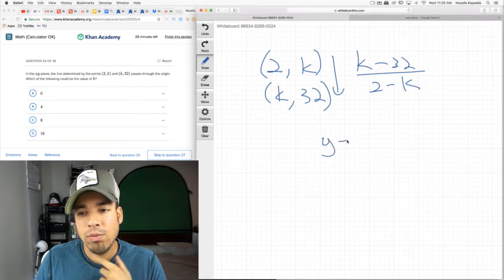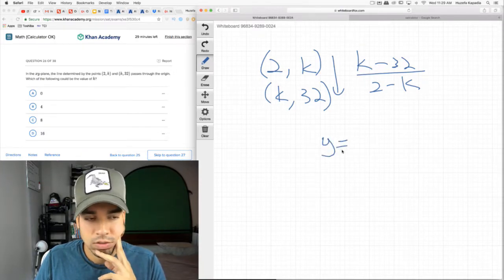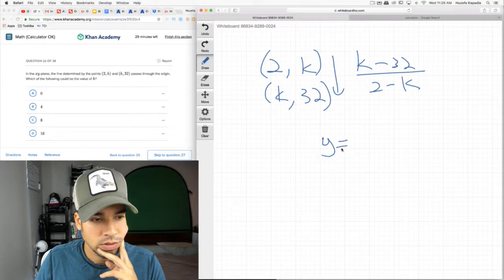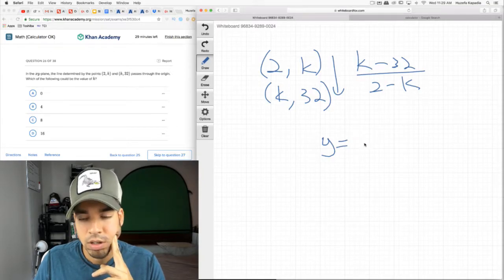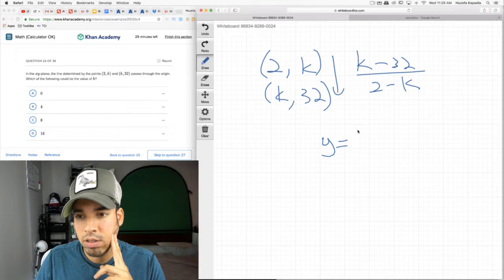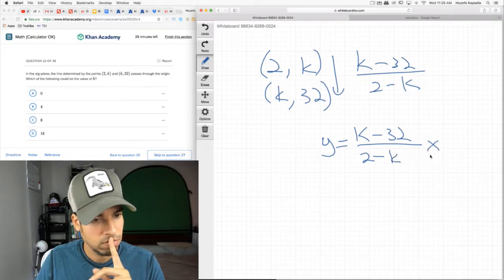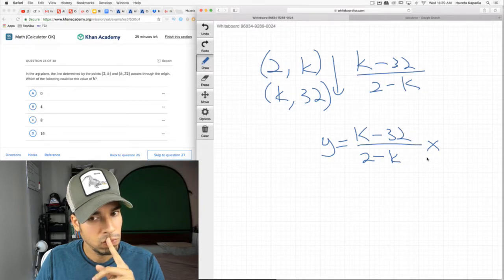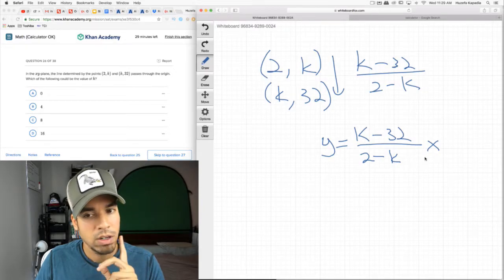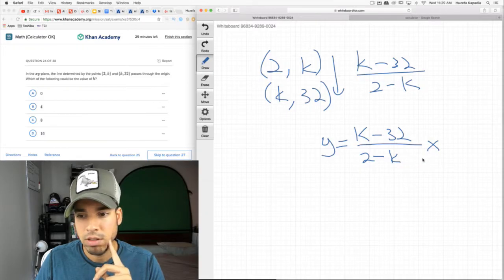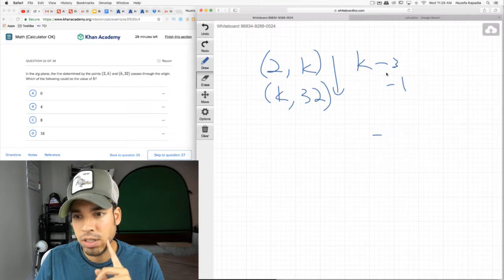And then we have y equals... So y equals k minus 32 over 2 minus k x. I don't think this is the best way to do it. Hold on. Let me reset here. No. I'm going to calculate slope using... Oh, I know what to do.